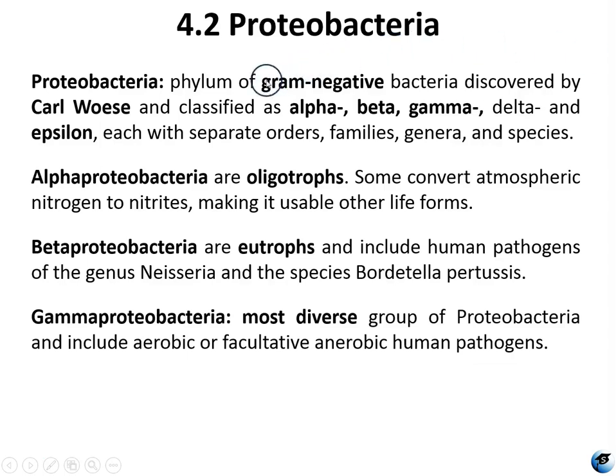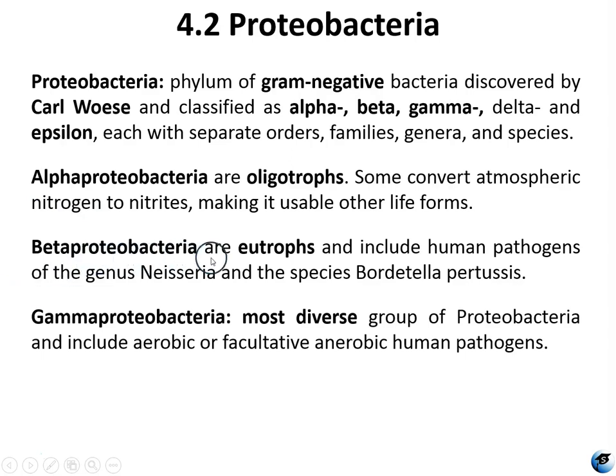Proteobacteria is a phylum first discovered by Carl Woese based on nucleotide sequences. They're classified as alpha, beta, gamma, delta, or epsilon, and they all have different orders, families, genera, and species within those classifications. Alpha proteobacteria are what is known as oligotrophs. They can convert atmospheric nitrogen into nitrites, which is very useful for farming because most other life forms cannot convert atmospheric nitrogen and use it for nutritional purposes, but alpha proteobacteria can.